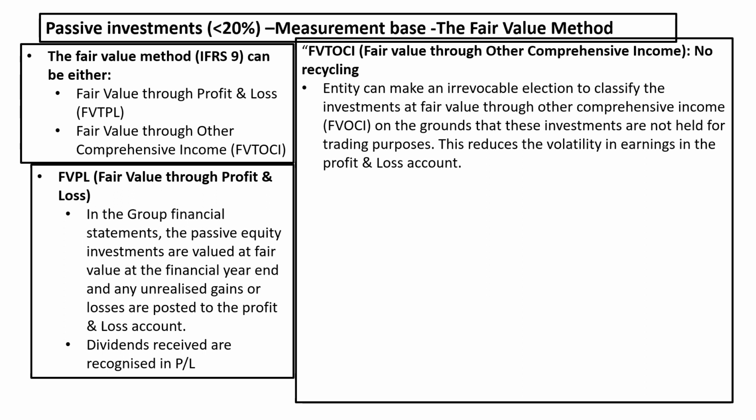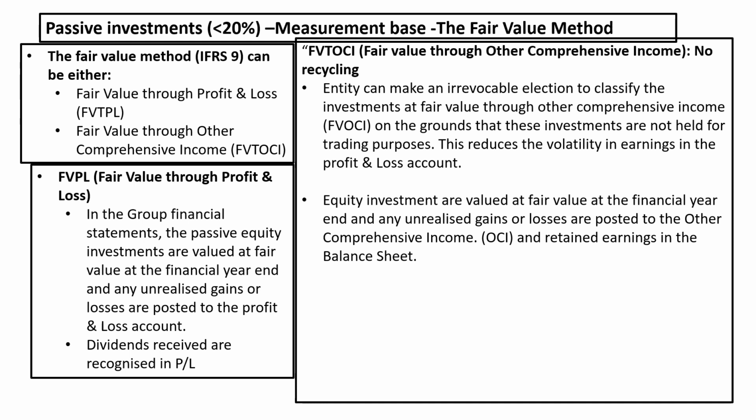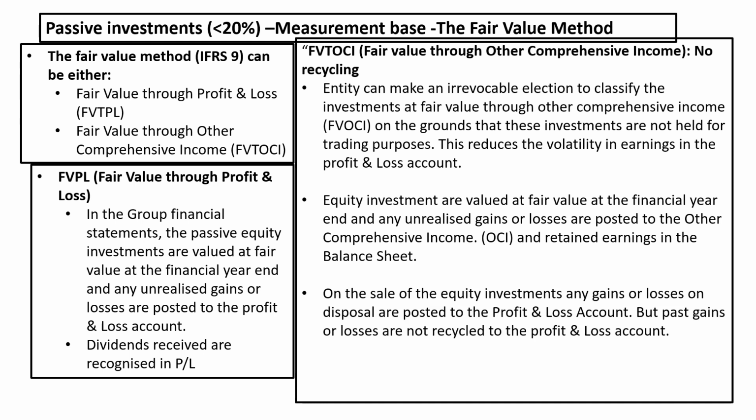In the fair value through other comprehensive income, the entity can make an irrevocable election to classify the investment at fair value through other comprehensive income, FVTOCI, on the ground that these investments are not held for trading purposes. This reduces the volatility in earnings from the profit and loss account. Equity investments are valued at fair value at the financial year end, and any unrealized gains and losses are posted to the other comprehensive income and retained earnings in the balance sheet.